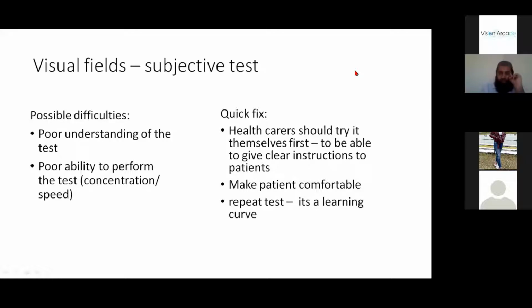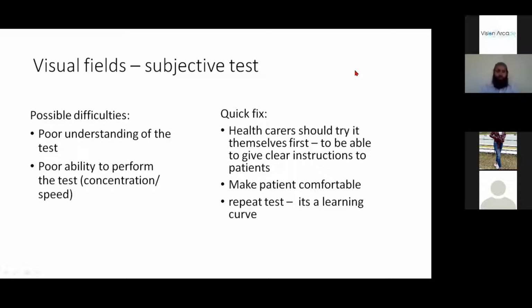Right, after pressure is done, then we move on to visual fields. As Ankit said, it's a very, very important part of our test. And visual field is a subjective test, so it has certain problems with it. For example, possible difficulties that we see are that the patients don't understand the test very well. Another problem could be that even if they do understand the test, they don't have the ability to perform it for various reasons. It could be Parkinson's, or any other delay in their response, or muscular problems. So it could be a variety of things, but it's a subjective test.